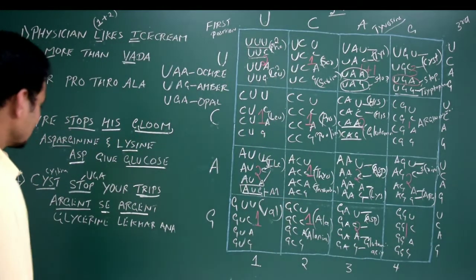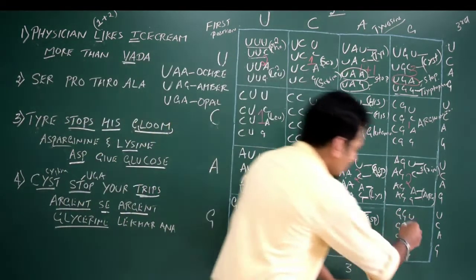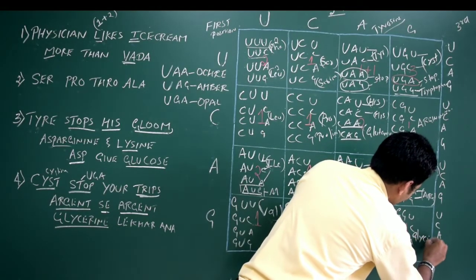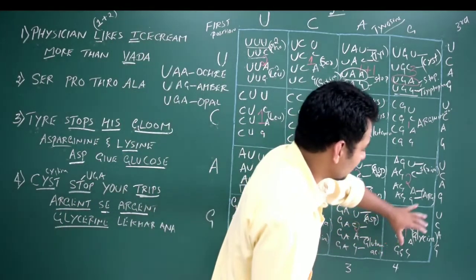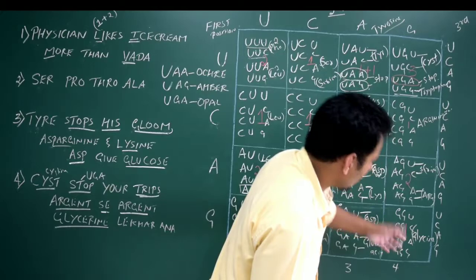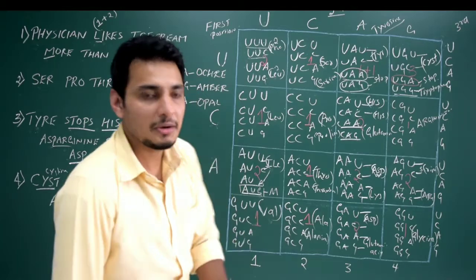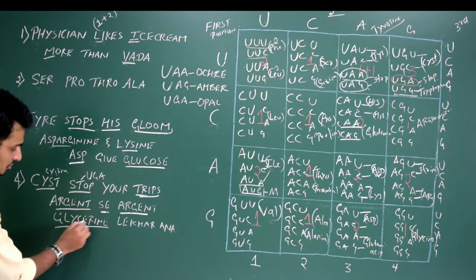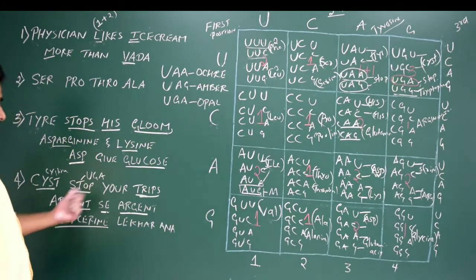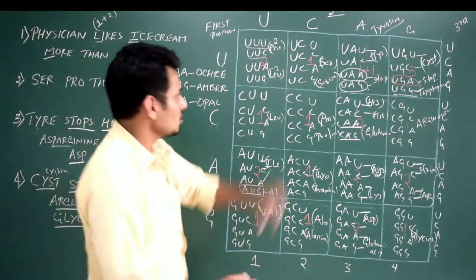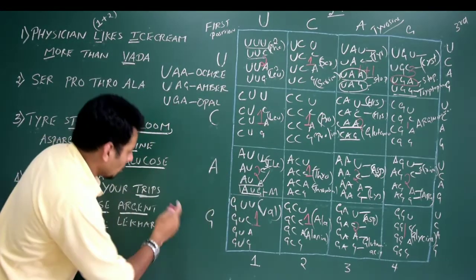The last one is glycine. Don't get confused with glycerin. The last four codons, the last box of the fourth line, all four different codons code for the same amino acid, that is glycine. You can even change the mnemonic and remember it in your own way. So this is all about the genetic codons.